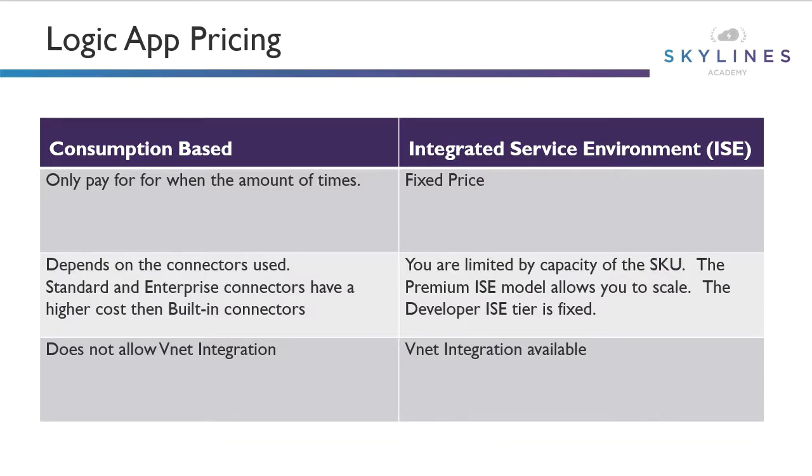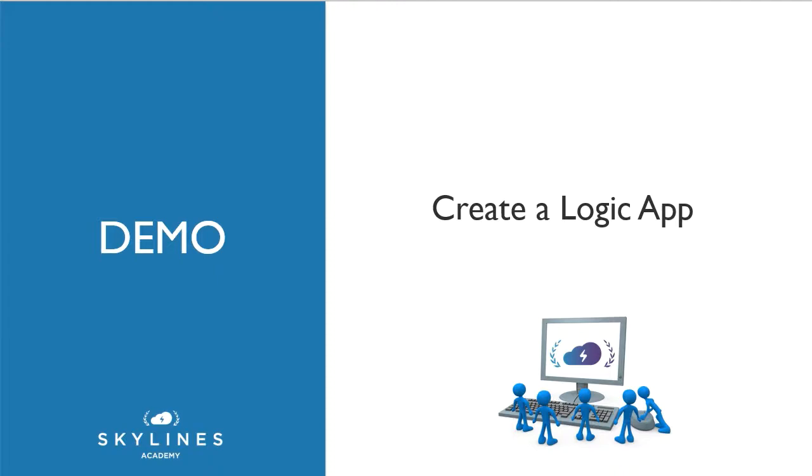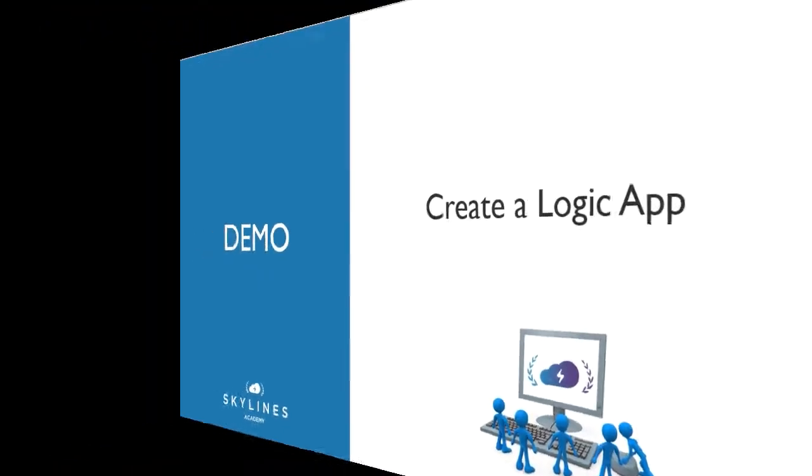Another important difference that may help determine the appropriate SKU is if you need to integrate your Logic App directly into your VNets. The consumption-based tier does not offer this. The only way to have this feature is if you use an ISE. Now that we understand the components of Logic Apps, let's go into the portal and create one.